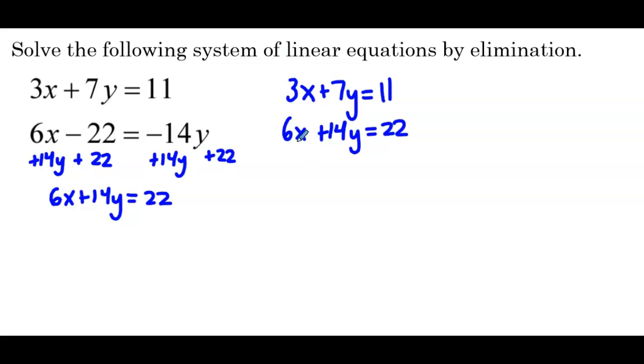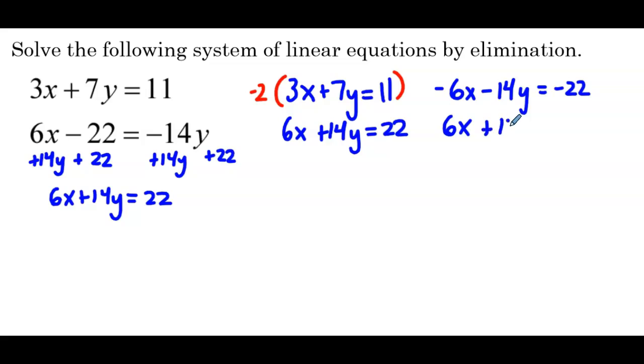So looking at our x terms, if we can make this term a negative 6x, then we'd eliminate the x terms. So let's multiply that first equation by negative 2. So we'd have negative 6x minus 14y equals negative 22. And then positive 6x plus 14y equals 22.